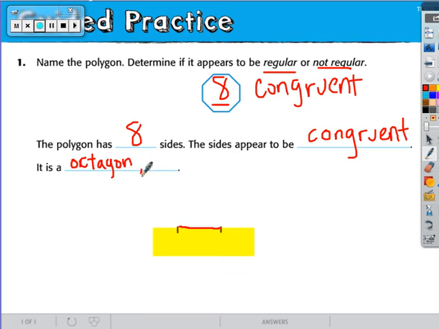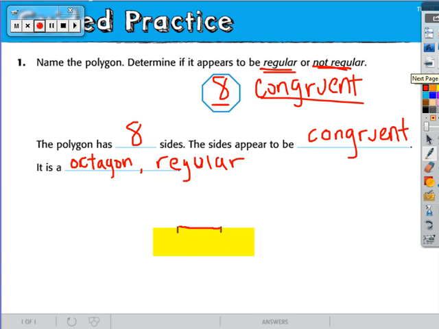Now, whether or not it is congruent will tell us if it's regular or not regular. In this case, it is congruent, so it is a what kind of octagon? Now, if you want to write regular octagon instead of octagon regular, that's fine with me. Okay? I just want to know that you know the difference. All right?